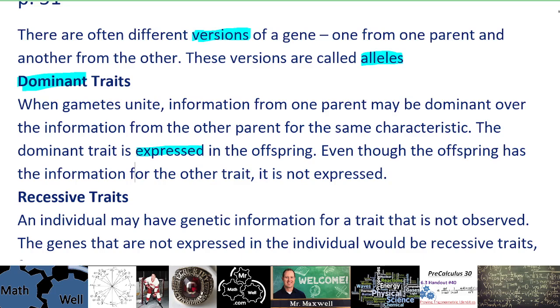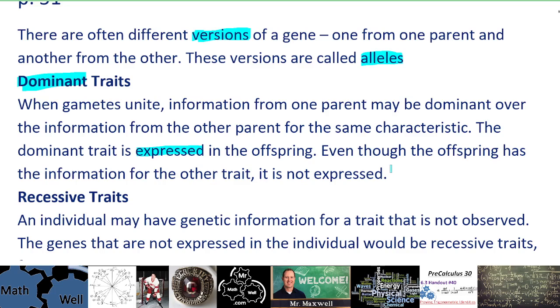The dominant trait, if one is dominant and one is recessive, which is the other name, then the dominant one will be expressed in the offspring. Even though the offspring has the information for the other trait, it is not expressed. So if you have a parent that has very curly hair, and another parent that has very straight hair, as we're going to learn here, curly hair is a dominant trait. So if you have two parents that have curly hair, you might think there's no chance for the kids to have anything but curly hair, but that's not actually true.